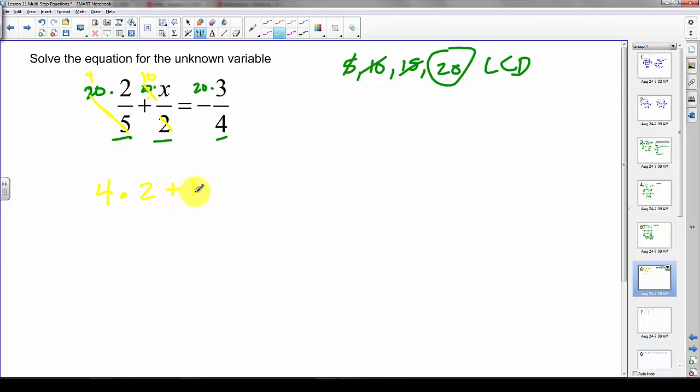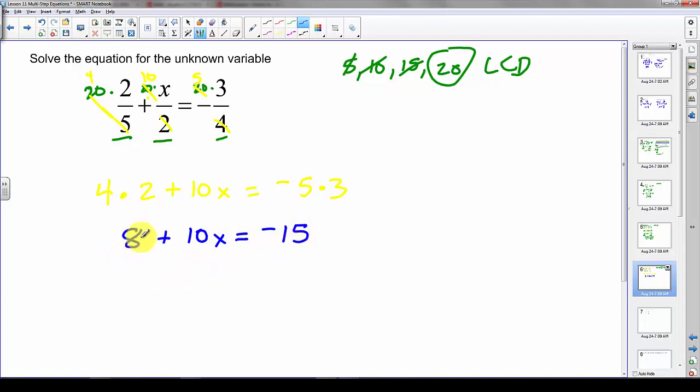So what's left is a 10 and an x. These two reduce to a 5. So I have equaling negative 5 times 3. Combining those, I get 8 plus 10x equals negative 15.